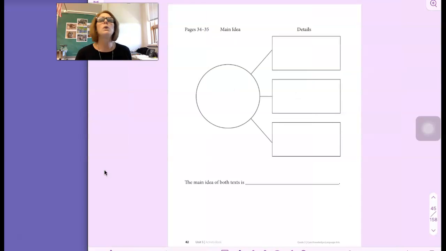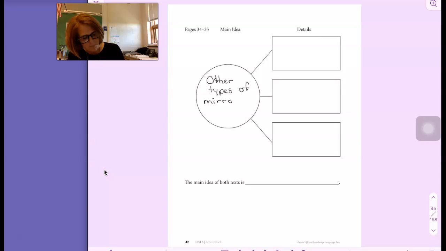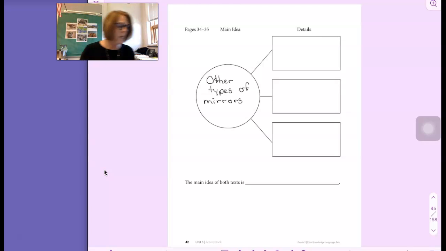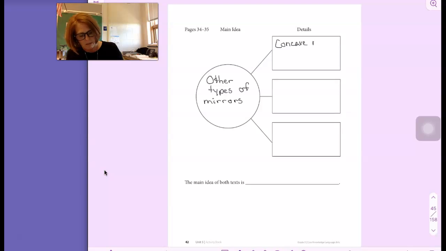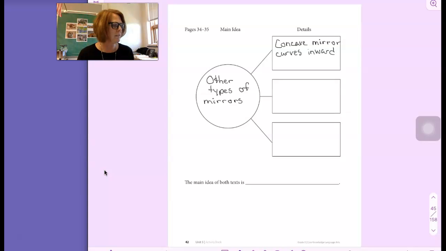So on pages 34 and 35, we learned about other types of mirrors. That's the main idea, other types of mirrors. The first one is concave mirror. And we should all know how to spell the word mirror by the time we're done. Curves inward, like the side of the spoon that we eat off of.